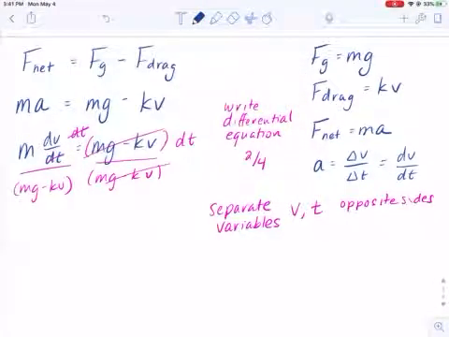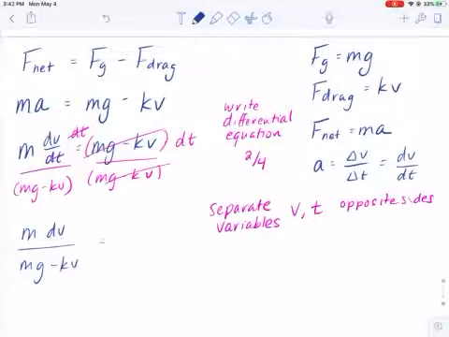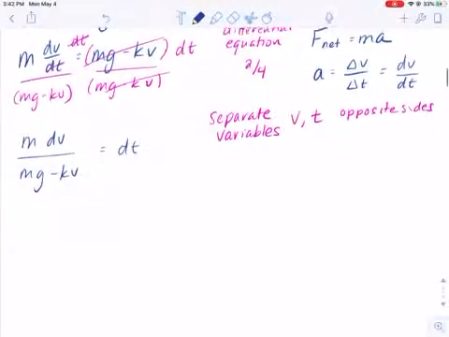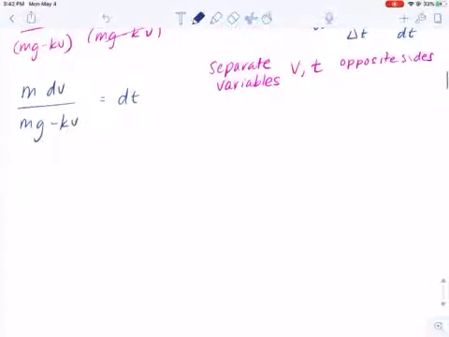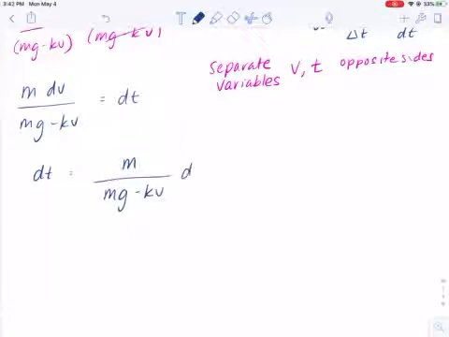Okay, so now what have we got? We have m dv over mg minus kv equals dt. Okay, we did it. We've got the v's on one side and the t's on the other. I'm going to turn this around and write dt equals m over mg minus kv dv.